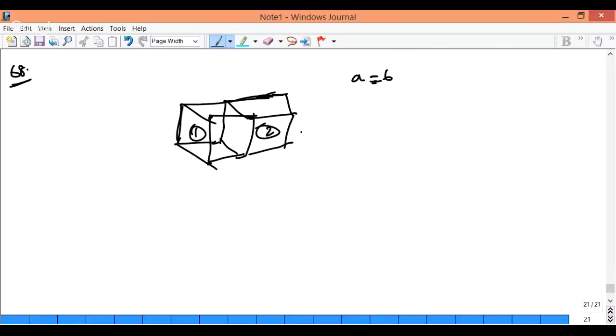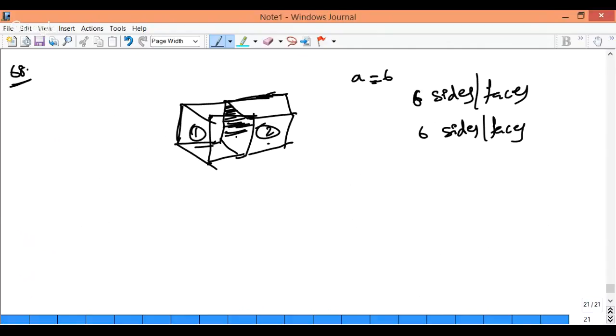12 corners. Sorry. We have 6 sides or 6 faces for cube 1, and for cube 2 also we have 6 sides or 6 faces. When we are joining cube 1 and cube 2, see here, when you join them, one side of cube 2 and one side of cube 1 are joining.